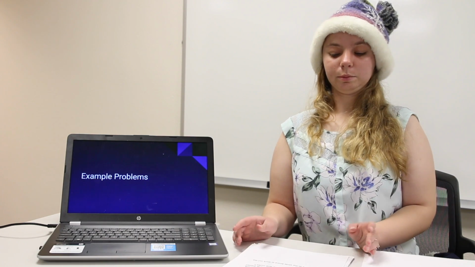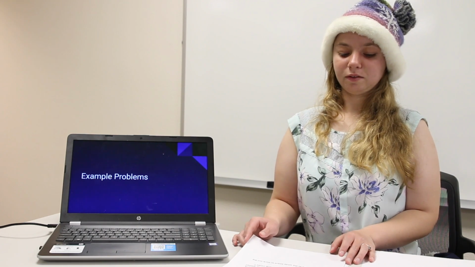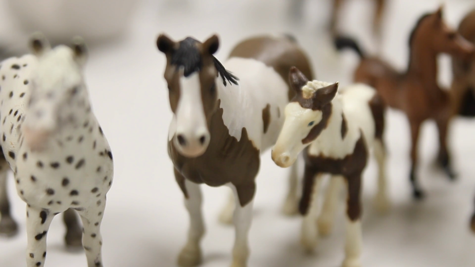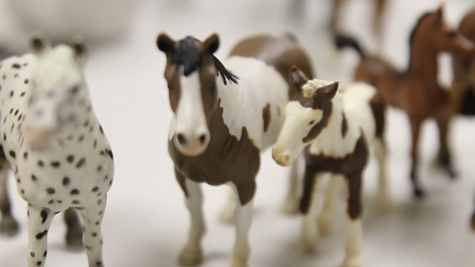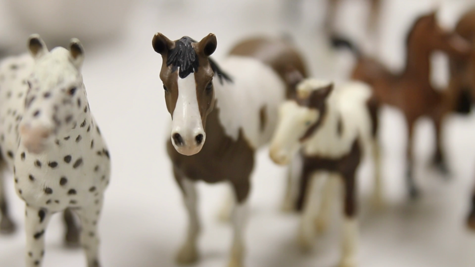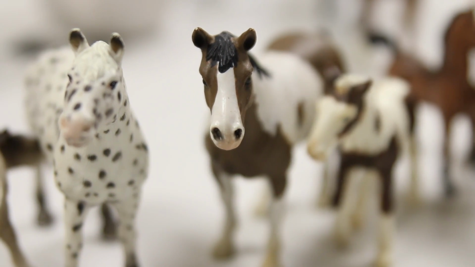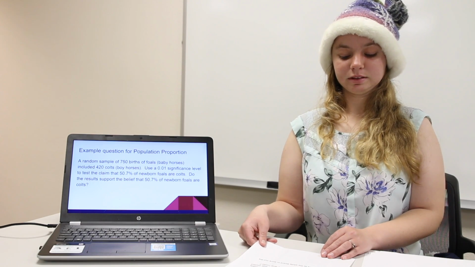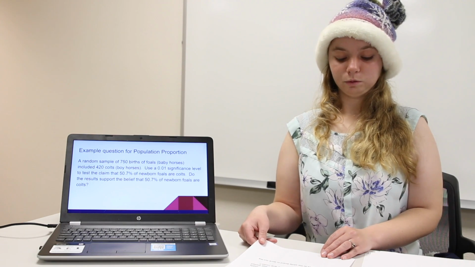Now let's work with a problem together using the p-value method for a population proportion. A random sample of 750 births of foals, baby horses, include 420 colts, boy horses. Use a 0.01 significance level to test a claim that 50.7% of newborn foals are colts. Do the results support the belief that 50.7% of newborn foals are colts?